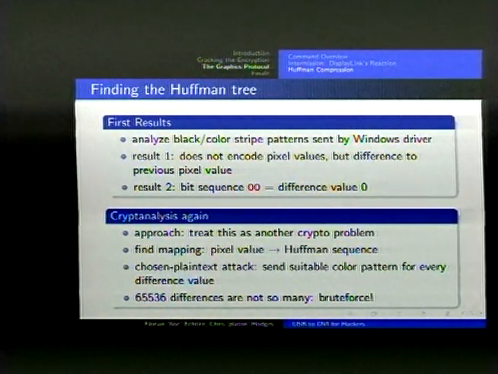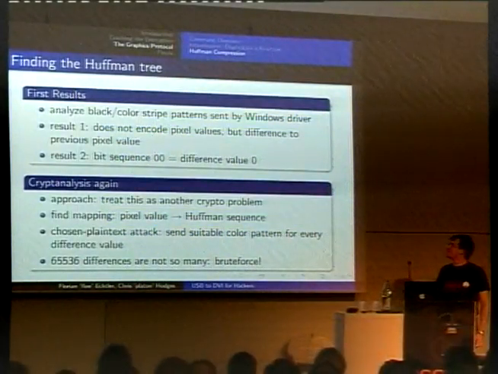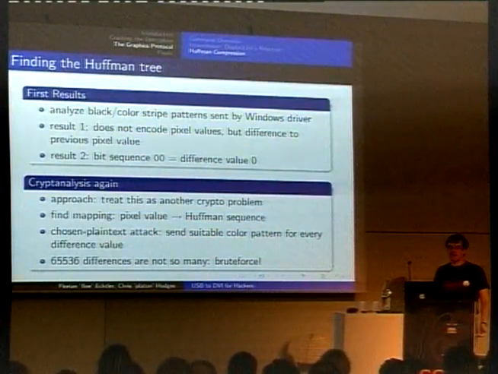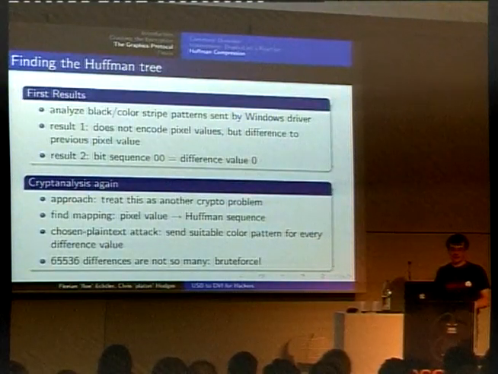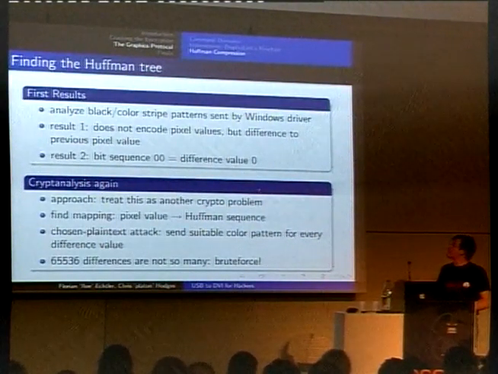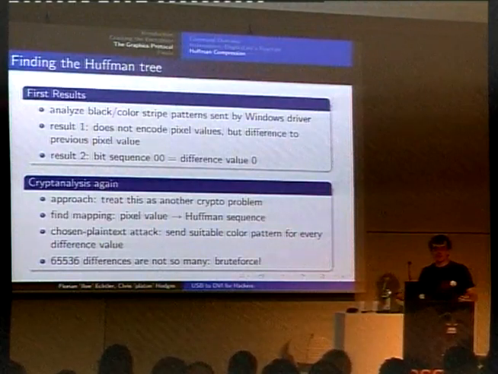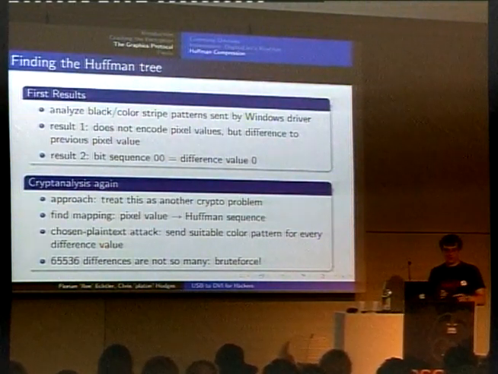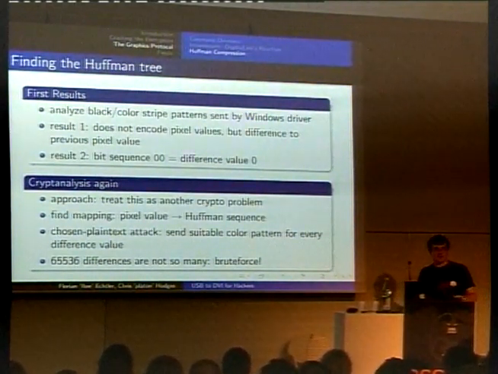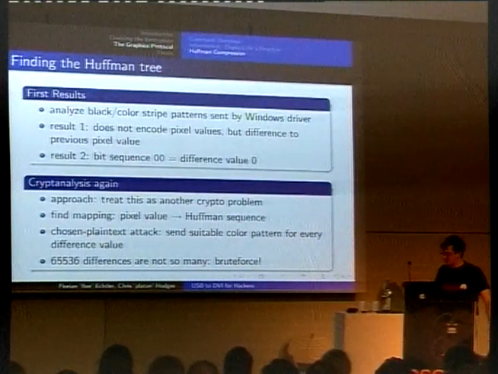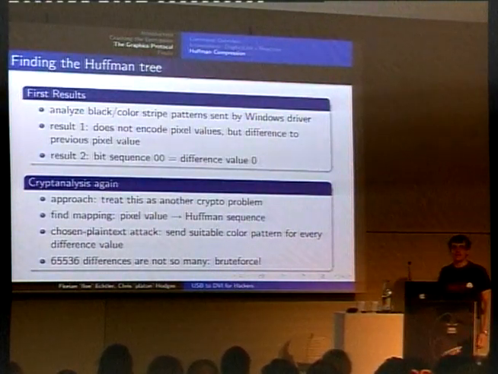The second finding was that a bit sequence of 2 bits encodes a difference of null. So this is also in Huffman compression, shortest sequences correspond to the most frequent numbers. And of course, in images, you have pretty often runs of similar color. Zero is the most common difference value.